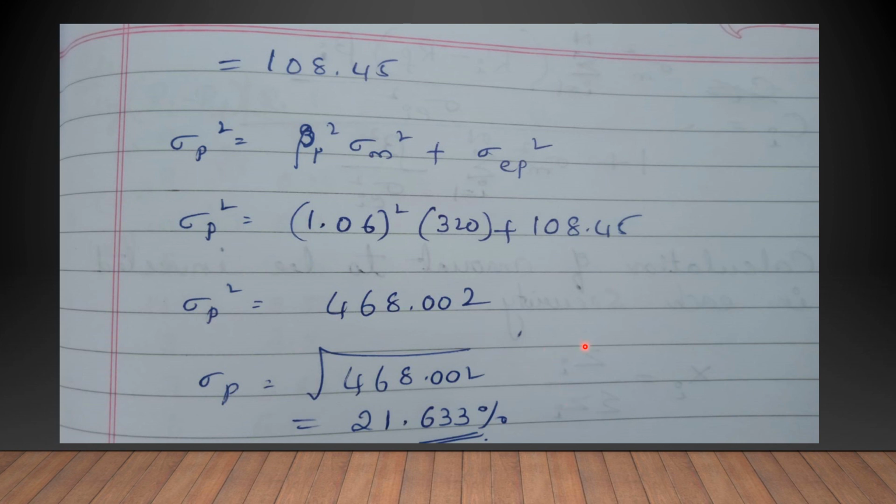So this is a question wherein you find both the return as well as the risk with Sharpe's single index model. So hope you have understood this problem. Thank you.